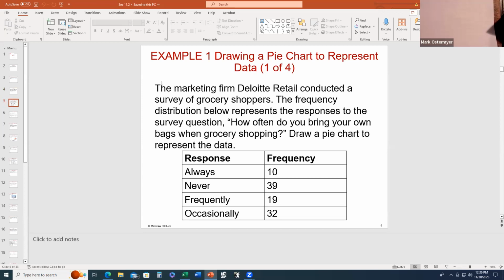Here's an example of building a pie chart. The marketing firm Deloitte Retail conducted a survey of grocery shoppers. The frequency distribution below represents the responses to the survey question, how often do you bring your own bags when grocery shopping? Draw a pie chart to represent the data. The response categories are always, never, frequently, or occasionally. And these are the tally counts or the frequency counts for each of these categories. And we would like to build a circle graph or a pie chart that represents this frequency distribution table here.